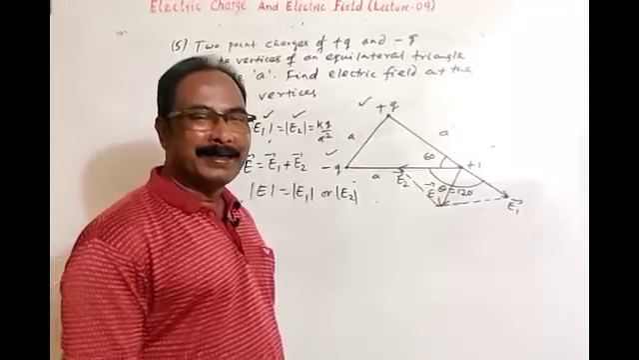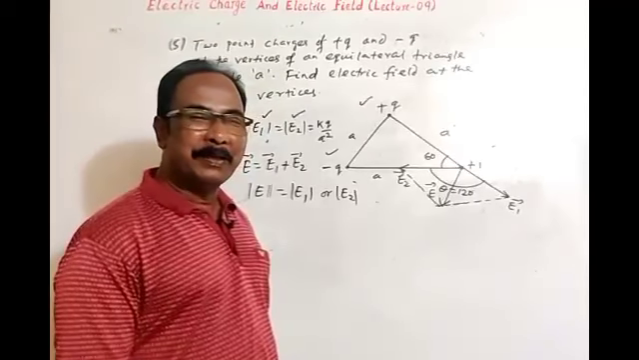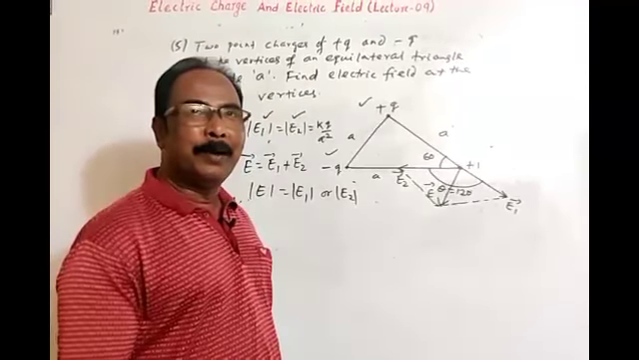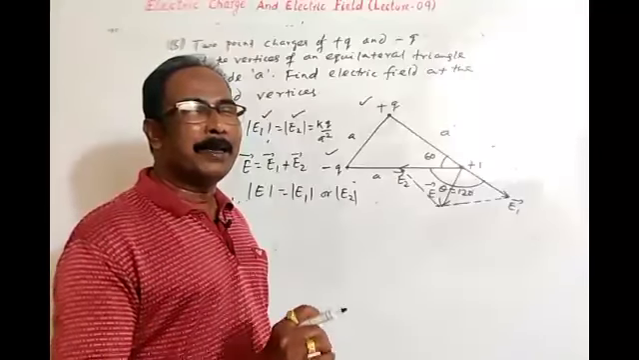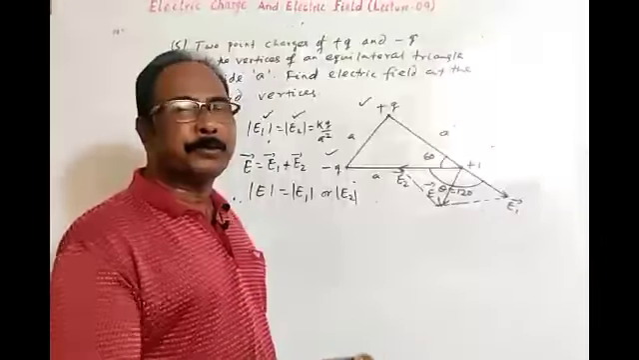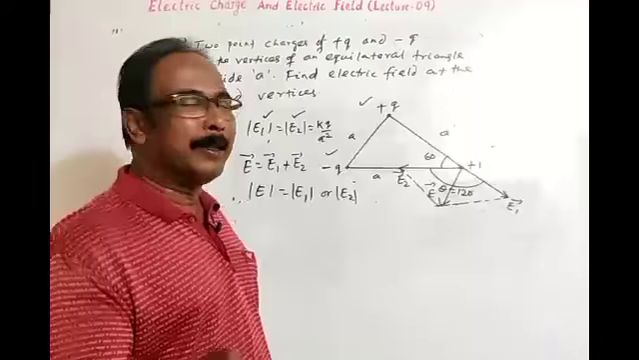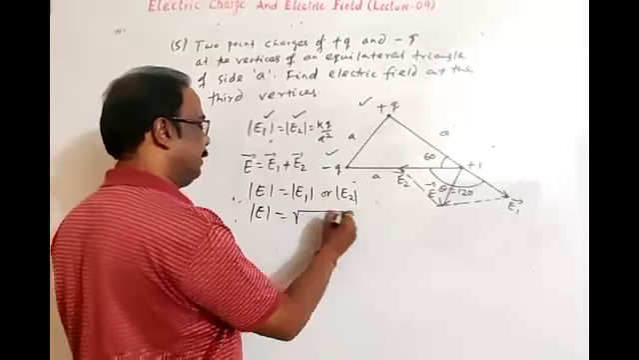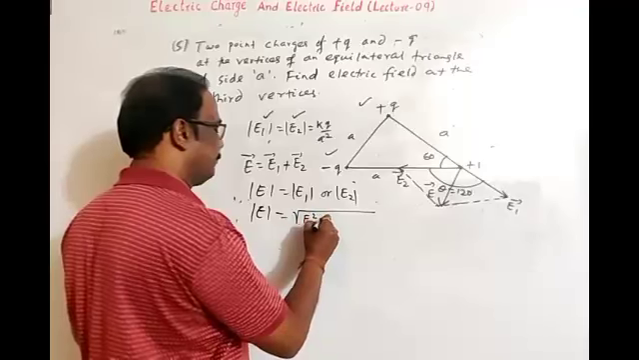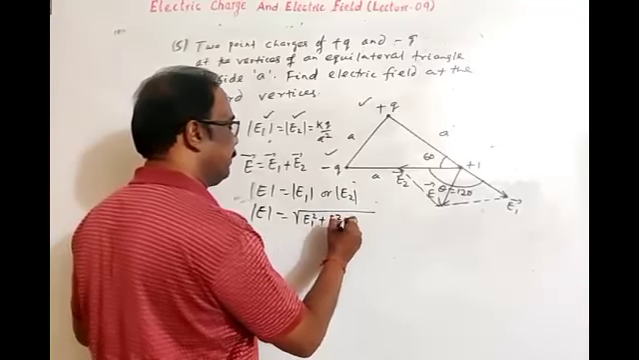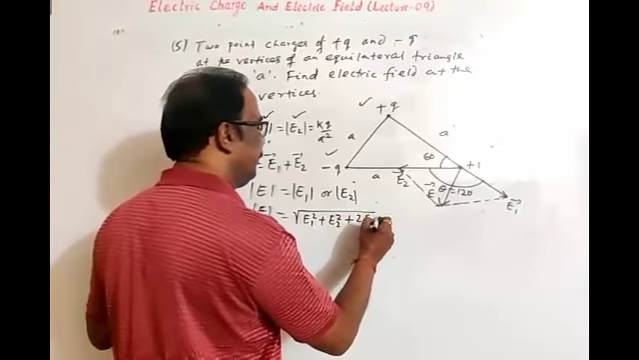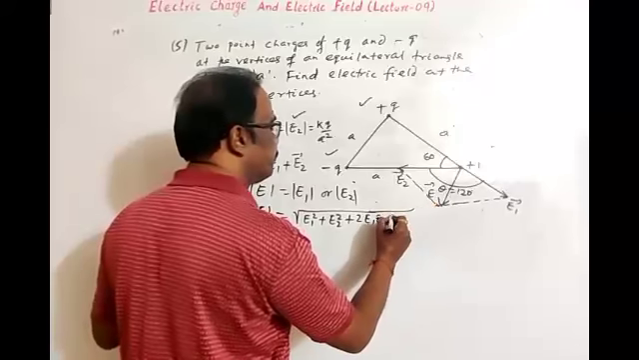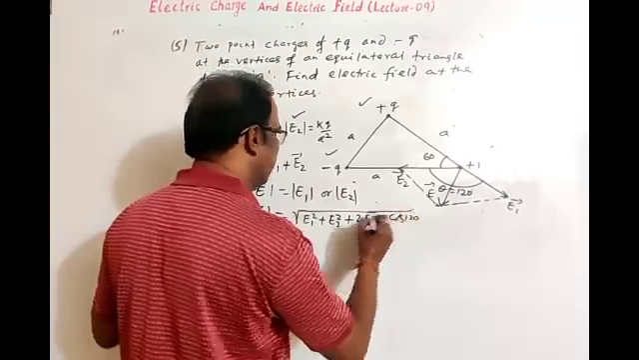If two vectors have the same magnitude and the angle between them is 120 degrees, then the magnitude of the resultant will also be equal to the magnitude of either of them. You know it. Thus the magnitude of field intensity is the square root of E1 square plus E2 square plus 2E1E2 cos theta, where theta is 120 degrees.